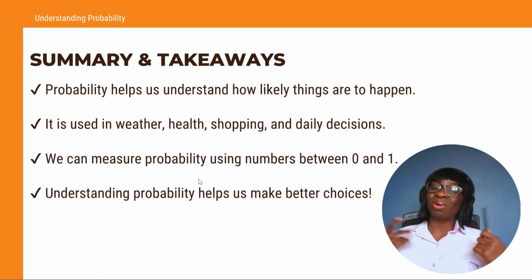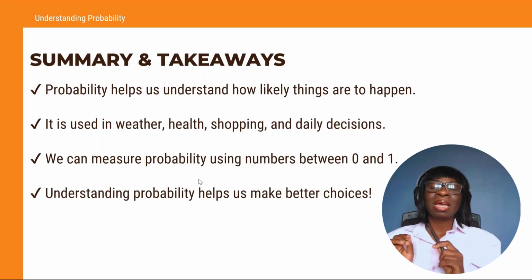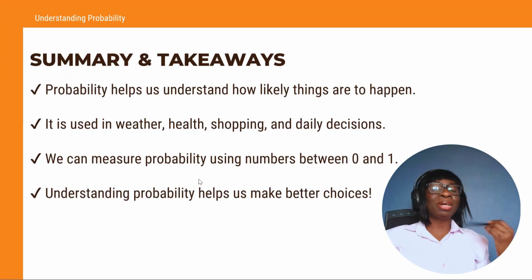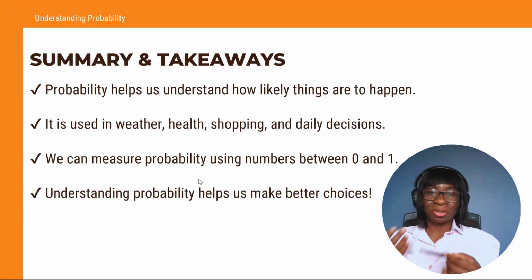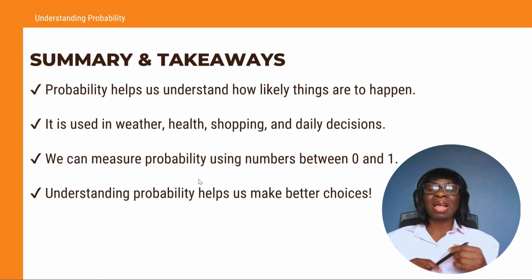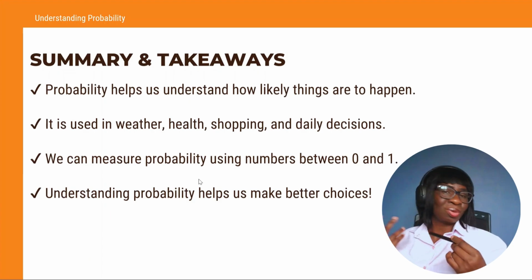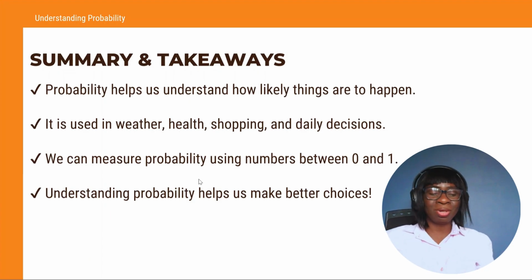So here is the summary and key takeaways. Probability helps us understand how likely things are to happen. It is used in weather, health, shopping, and daily decisions. We can measure probability using numbers between 0 and 1. You said that. And then understanding probability helps us make better decisions, like it helps us tell if we are to go out with an umbrella or not.